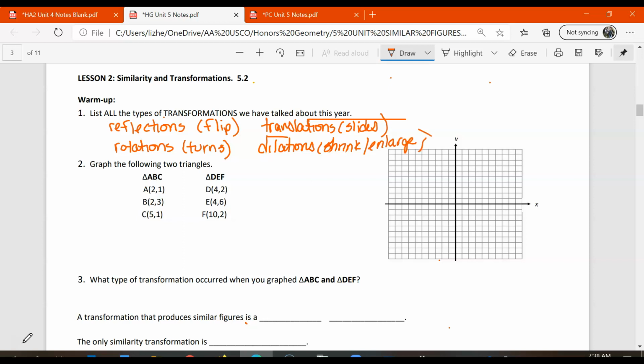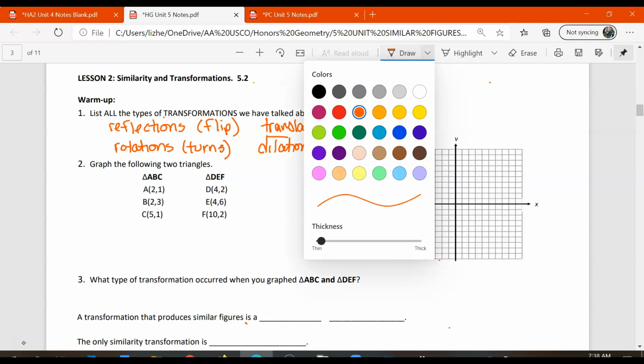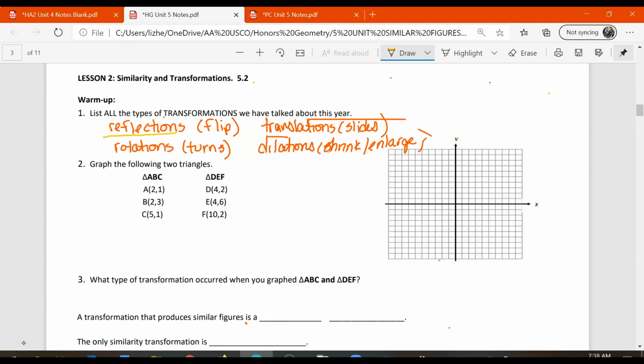And if you can remember, when we talked about translations, I think this is unit 2 maybe? Reflections, rotations, and translations all were congruence ones. So these made congruent figures. These were congruence transformations. But dilations shrunk or enlarged, so they were not congruence. They are similar transformations. So the shapes are similar, but they are not congruent. And that's what we're going to focus on in this unit.